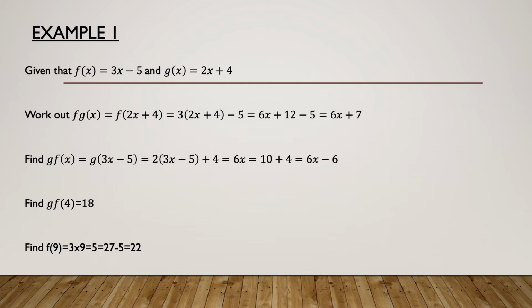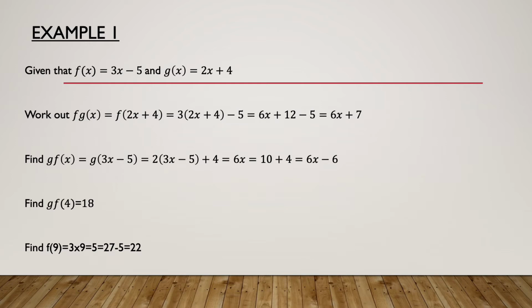6x minus, and I'm not sure why there's an equals sign there, it should be a minus there. 6x minus 10 plus 4. Minus 10 plus 4 gives me minus 6. So my answer is 6x minus 6, or 6 brackets x minus 1, brackets closed, or minus 6 plus 6x. Either way is correct.